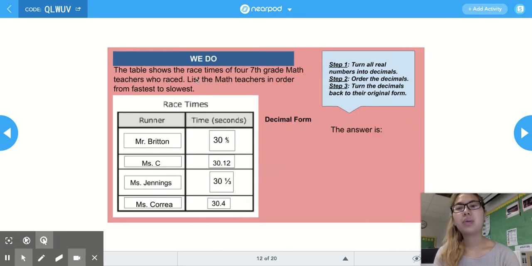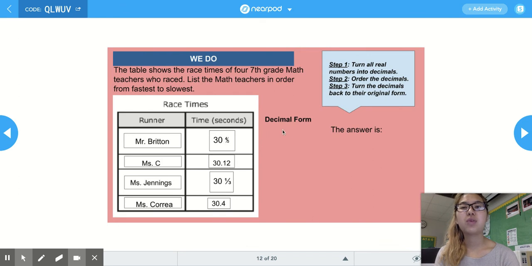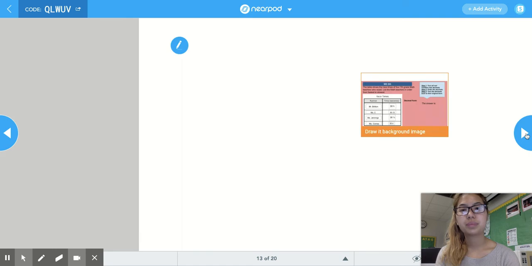This we do problem reads, the table shows the race times of 4 7th grade math teachers who raced. List the math teachers in order from fastest to slowest. We have the table. The steps are the same. There's a column for the decimal form of the time, and then an area to write your final answer.